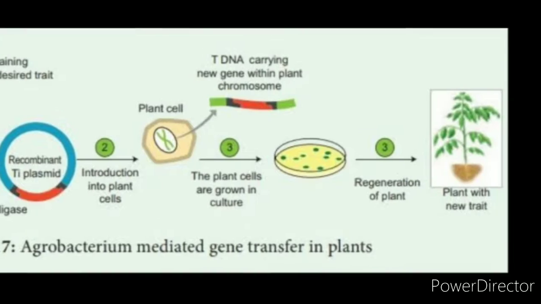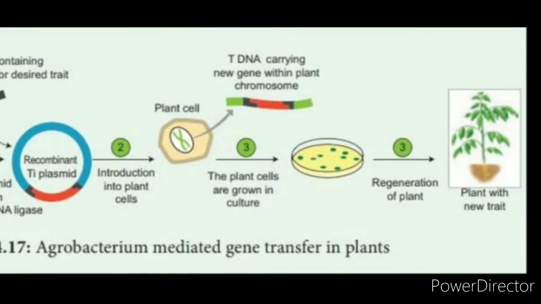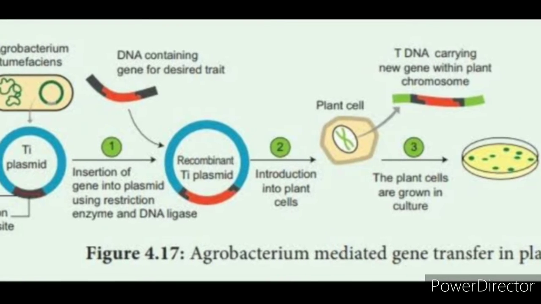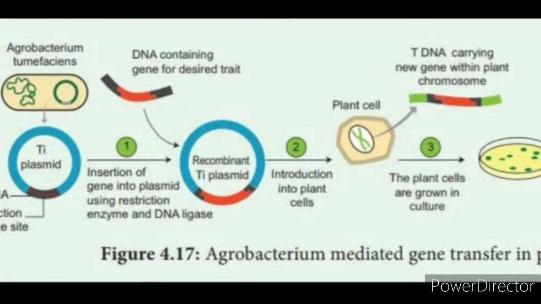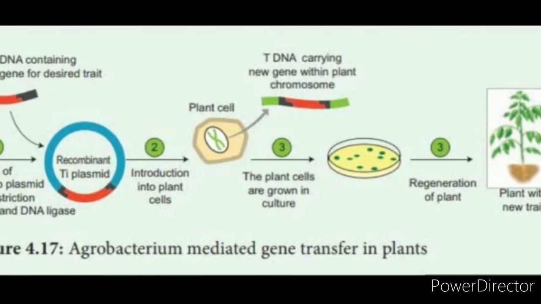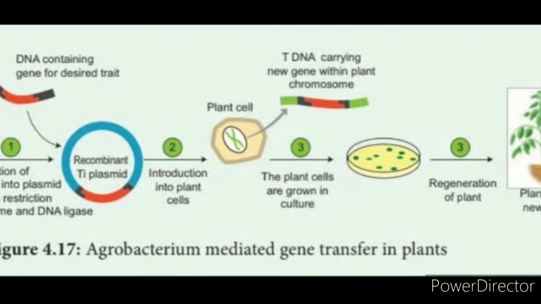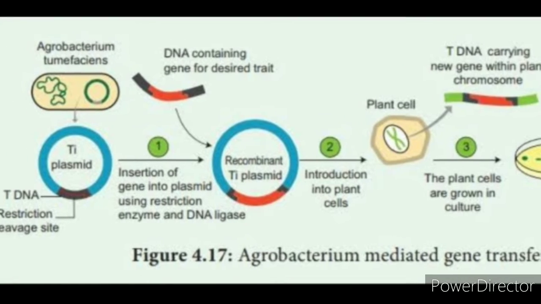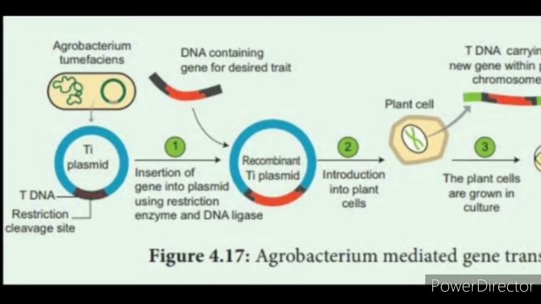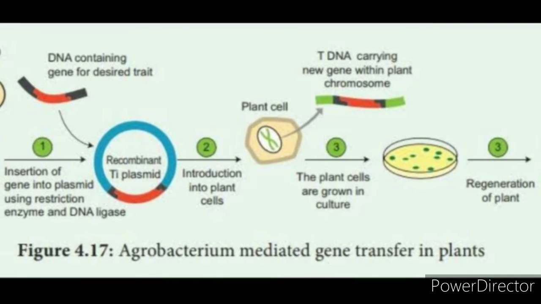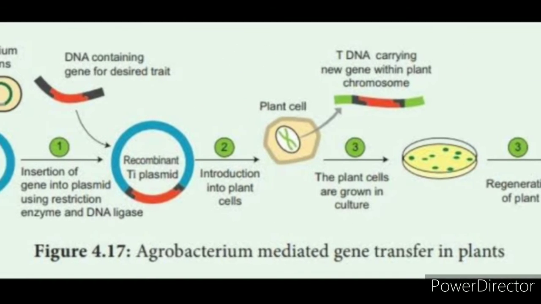This bacterium has a large plasmid known as the Ti plasmid, that is called the tumor inducing plasmid, and a portion of it referred to as T-DNA, that is transfer DNA, is transferred to the plant genome in the infected cells and causes plant tumors. This disease is also known as crown gall disease. This bacterium has the natural ability to transfer the T-DNA region of its plasmid into the plant genome upon infection of cells at the wound site, so it is also known as the natural genetic engineer of plants.